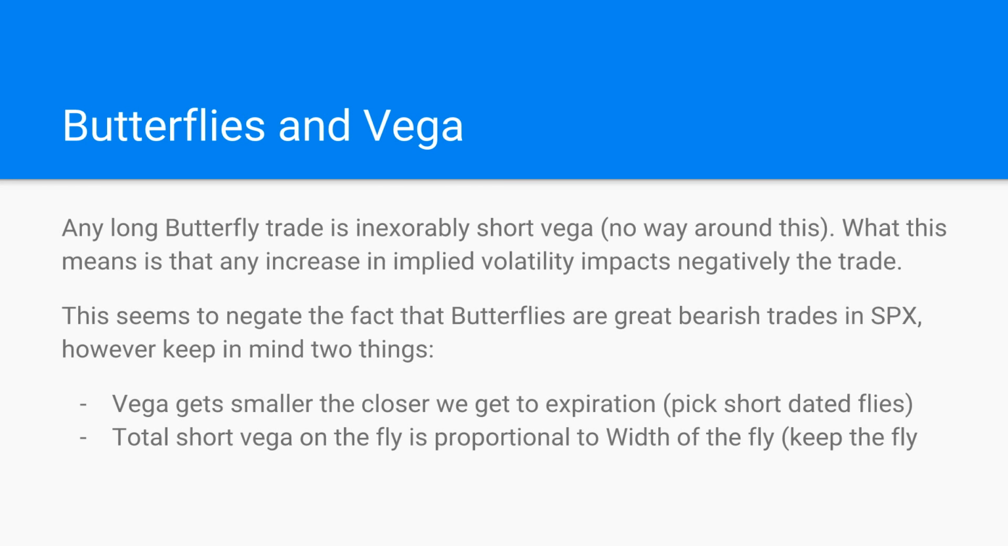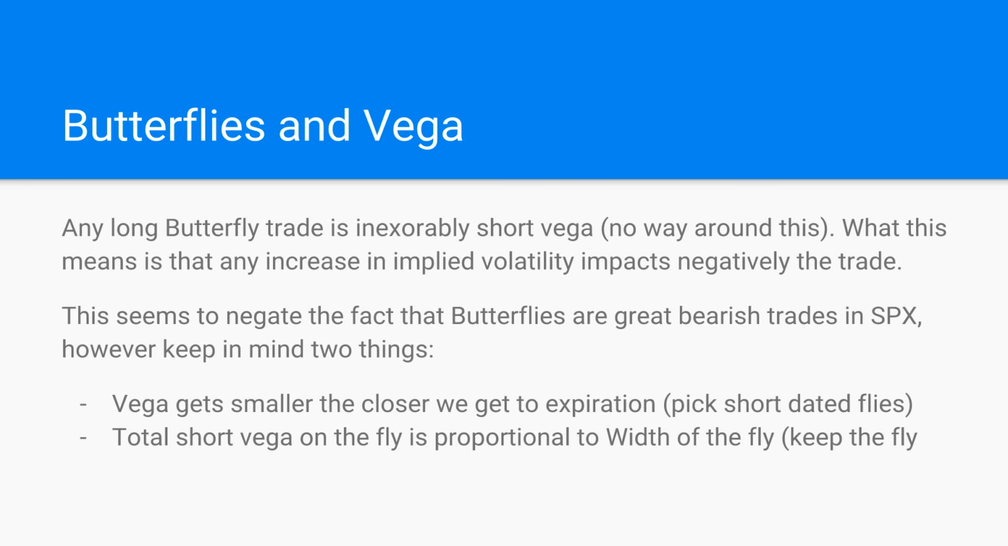However, this is how you can overcome these things. There is no way around short Vega. However, if you really want to play it, there are ways to overcome short Vega, and one is to exploit a property of Vega. Vega tends to become smaller, and actually disappears the closer we get to expiration. So if you pick short dated flies, I mean, don't go crazy, don't pick flies with 1 week to go, but short dated, like 40, 50 days or less, Vega is tolerable. Changes in implied volatility will be tolerable. The impact on price won't be that big.